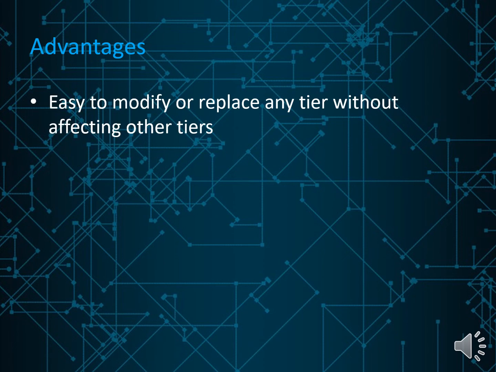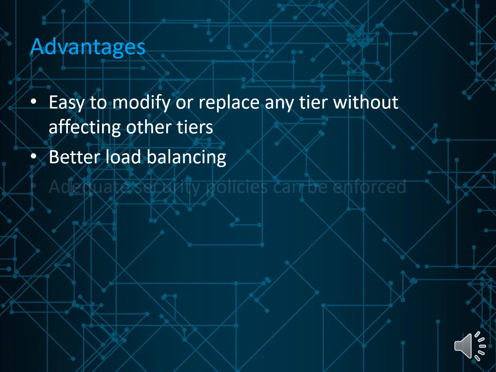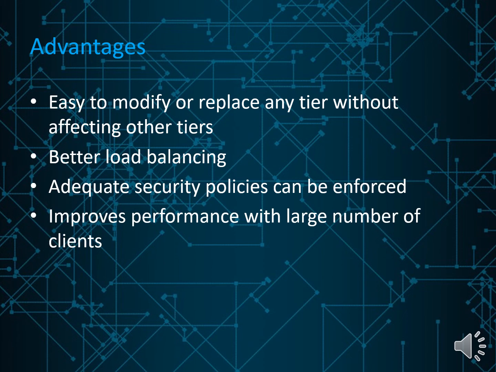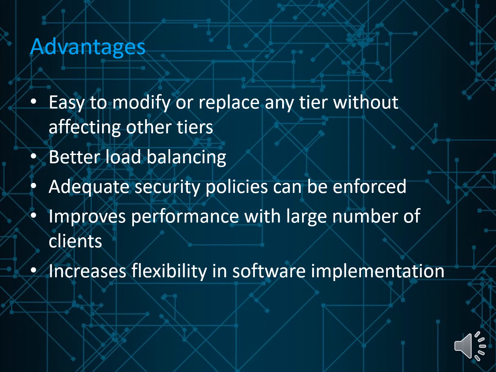Advantages of this three-tier architecture are: it is easy to modify or replace any tier without affecting other tiers, better load balancing, adequate security policies can be enforced, improved performance with a large number of clients, increased flexibility in software implementation, and finally it is more scalable than the previous two-tier architecture.